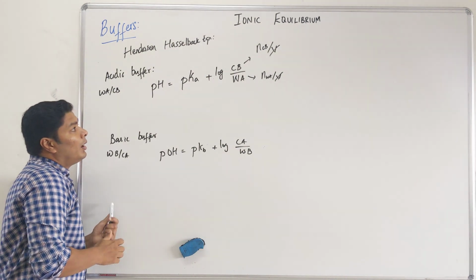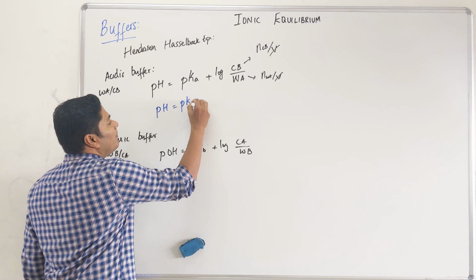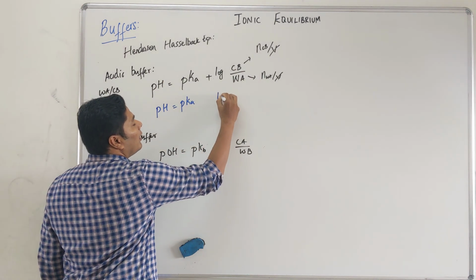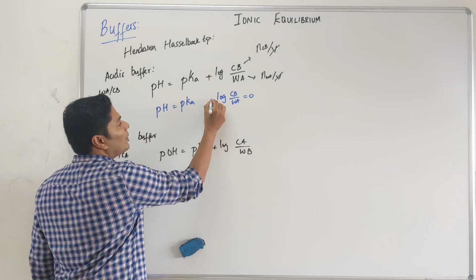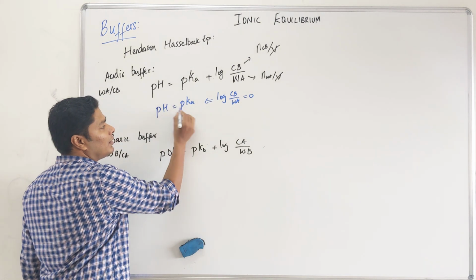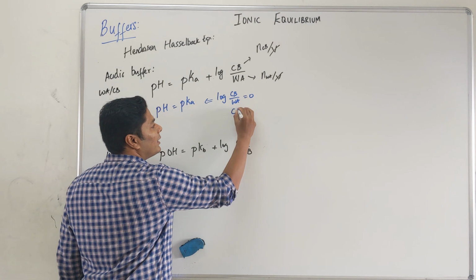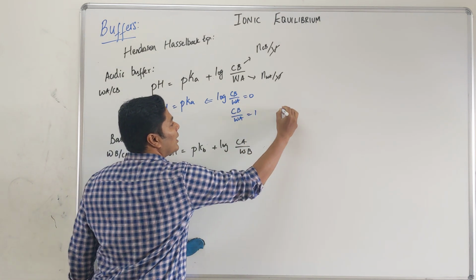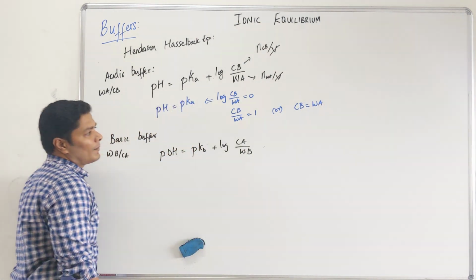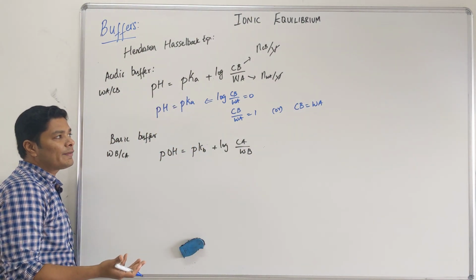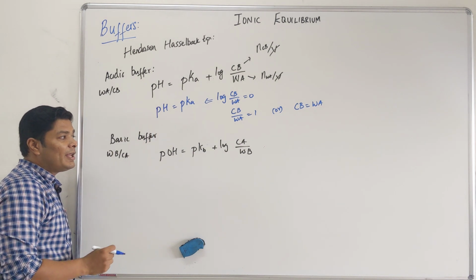Second thing is, my pH equals pKa when log of Cb by Wa equals 0, right? Log of what is 0? Log of 1 is 0. So that tells me that Cb by Wa equals 1, or conjugate base equals weak acid. When the concentration or the moles of conjugate base and weak acid are the same, pH equals pKa. This is going to play an important factor later.